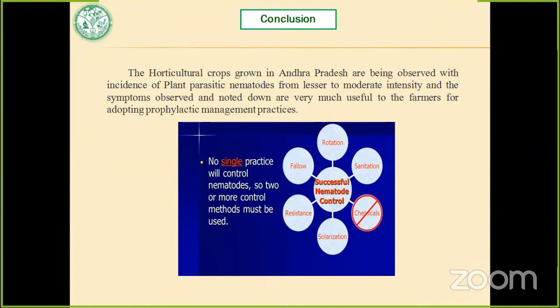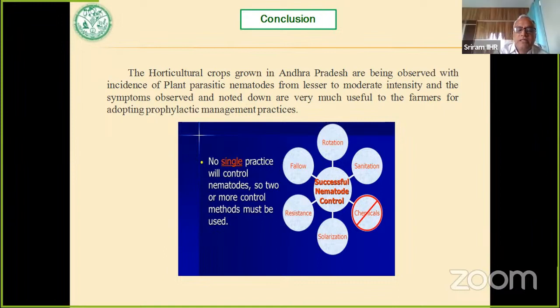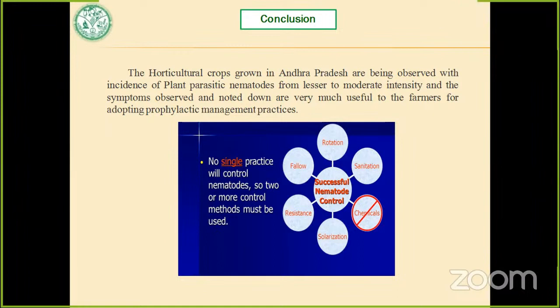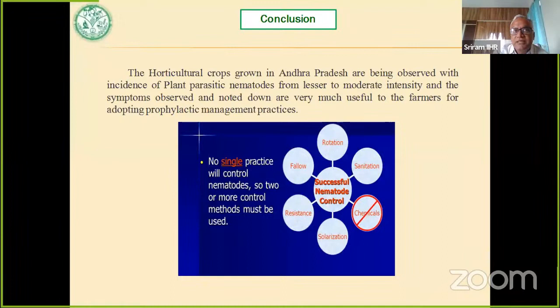Sure, sir. And following the nematode damage, many storage rots come in elephant foot yam, especially. Correct, sir. So when you are using these bioagents, whether there is a reduction in those fungal storage rots also, that will add value to your work.